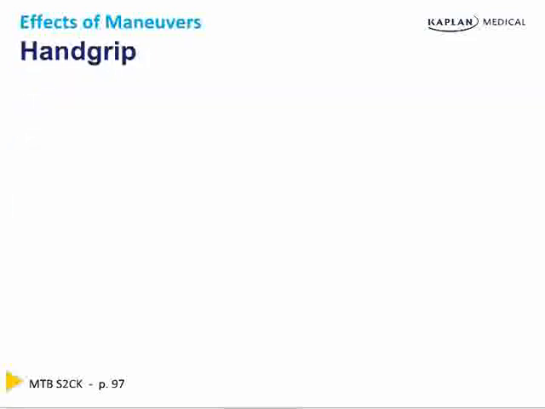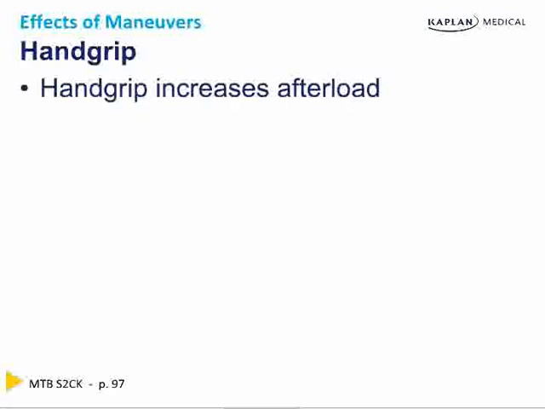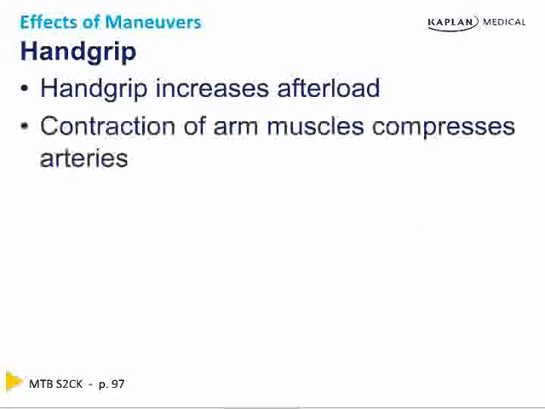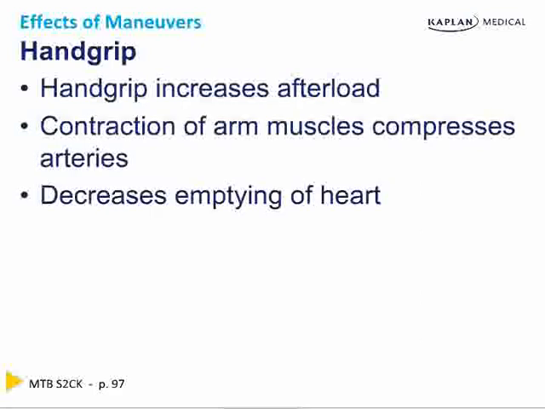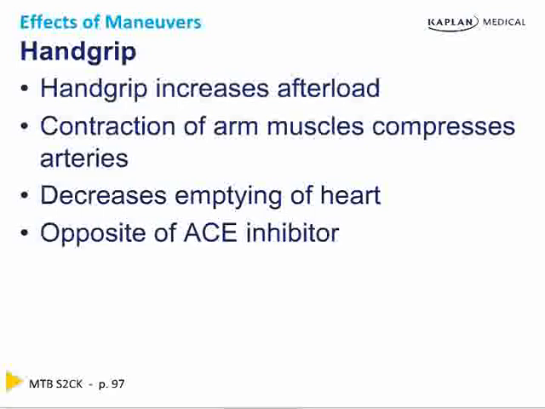Hand grip, squeezing the muscles of the arm, squeezes the arteries of the arm, which increases afterload. The contraction of those arm muscles compressing those arteries will decrease emptying of the heart. It is the opposite of an ACE inhibitor.